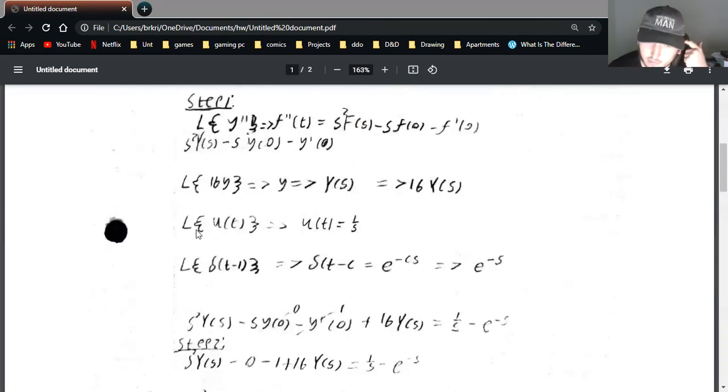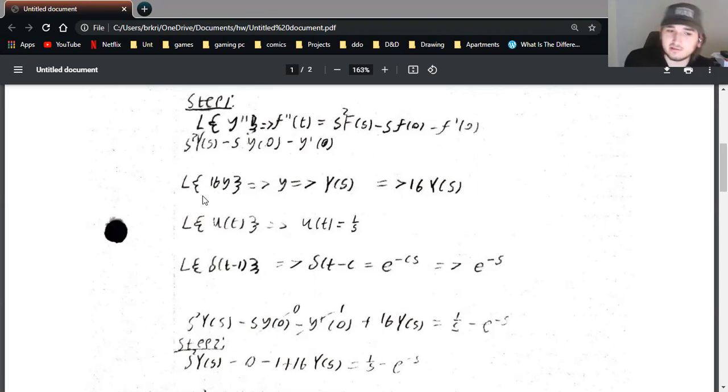Our next Laplace would be 16y. In order to find the Laplace for this, we can take out 16, so it's just 16 times the Laplace of y, and the Laplace of y is just capital Y of s. Same as if it's lowercase f, it will be capital F of s. And so what we have is 16 capital Y of s.